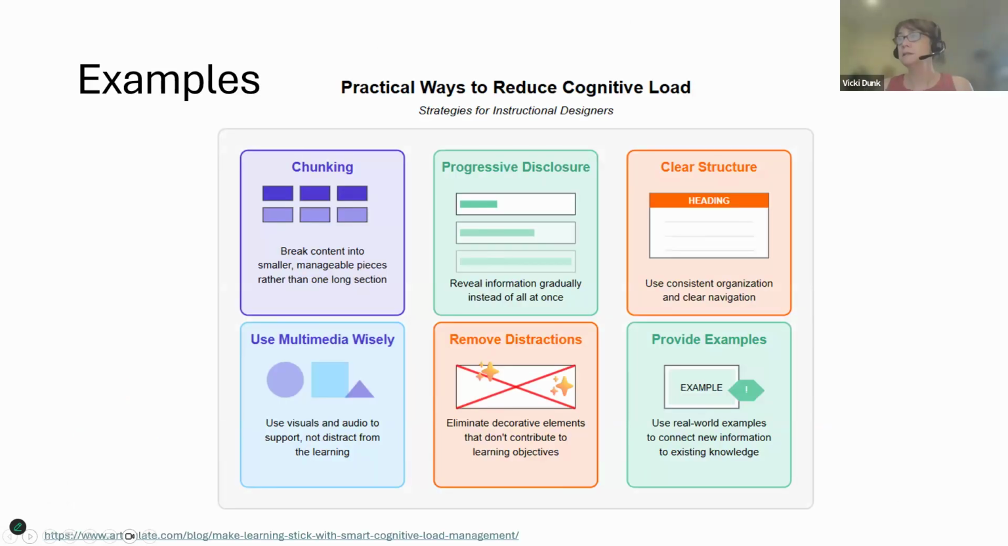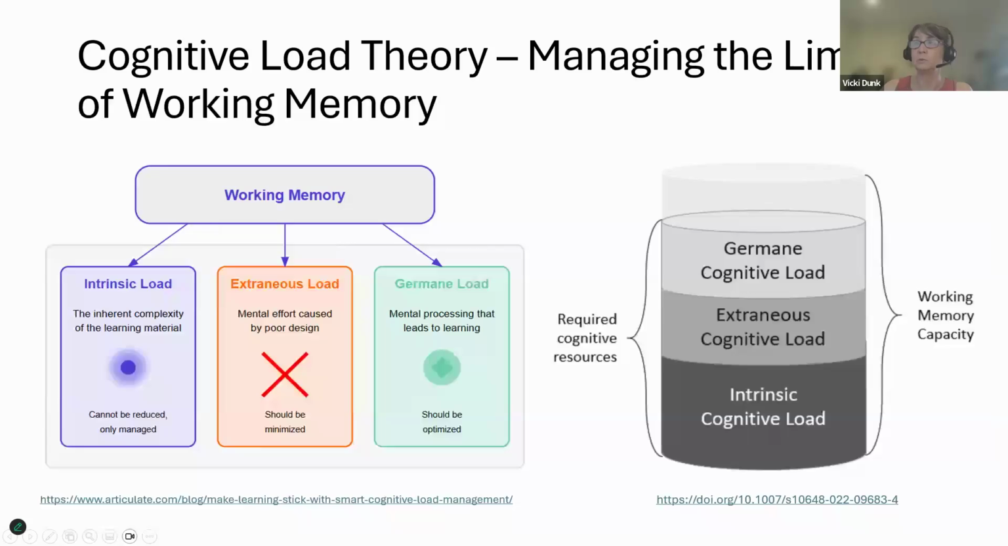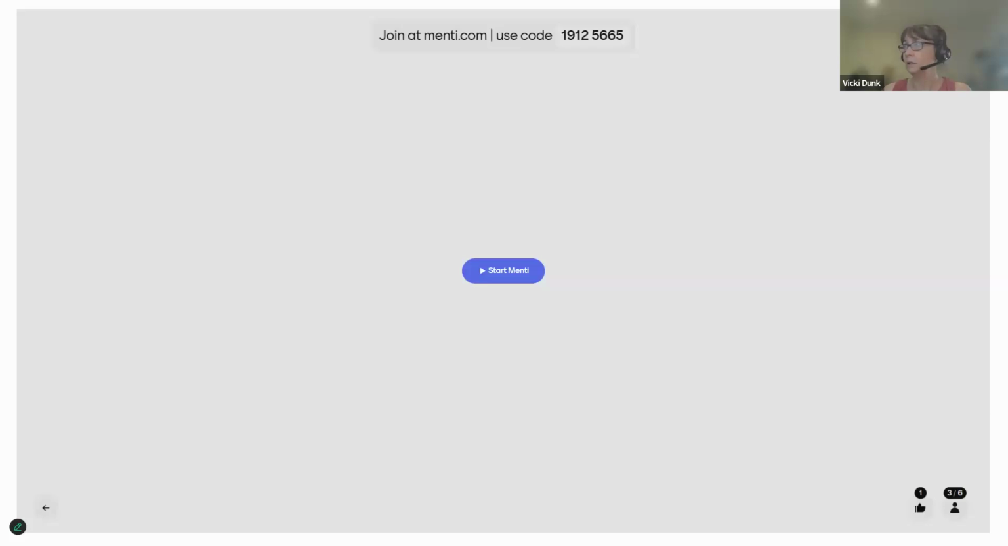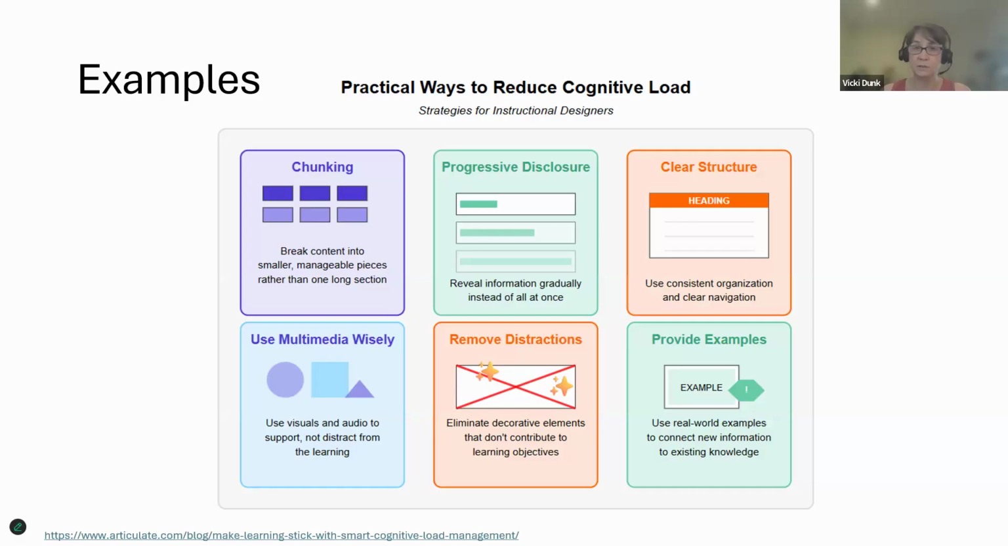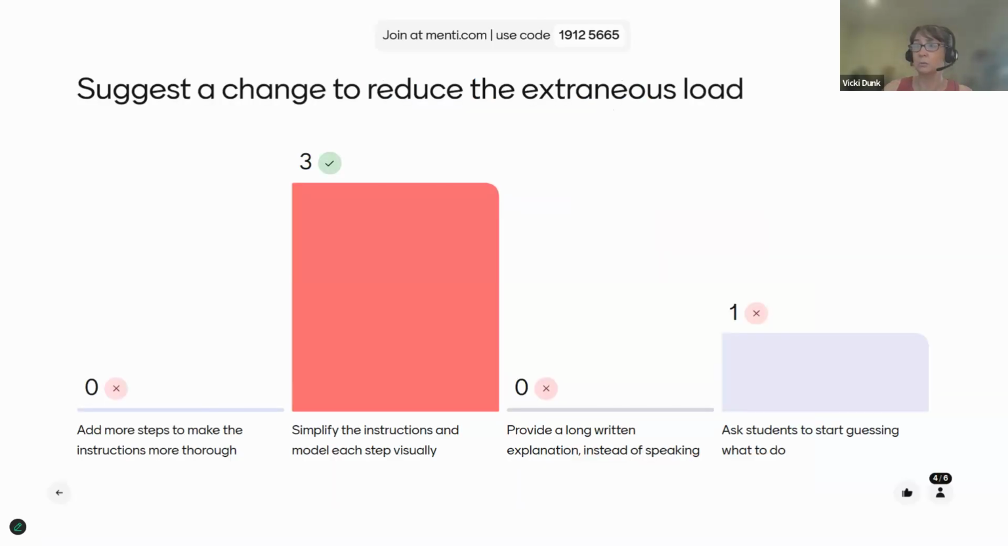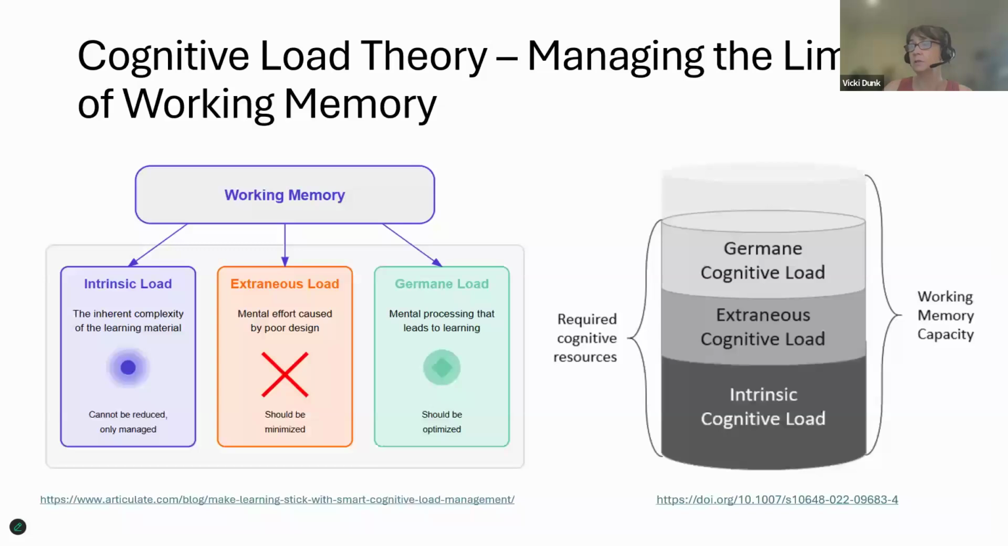All right, so here are some examples of ways that we can reduce the cognitive load. When you go back and look at the slides later, these are color coded from that other slide. Germane was green, intrinsic was purple, extraneous was orange. So if we give a clear structure and remove distractions, that's going to remove extraneous load. If we do chunking, that's going to help manage the intrinsic load. So we chunk it, and we teach them how to do chunking.